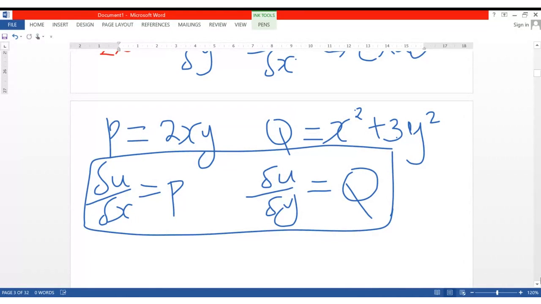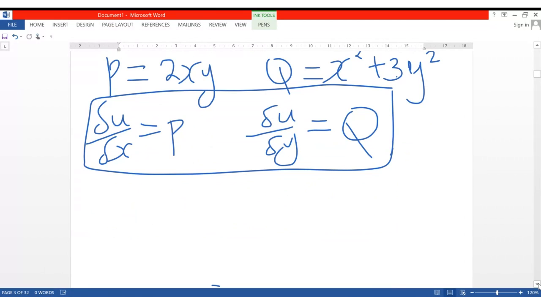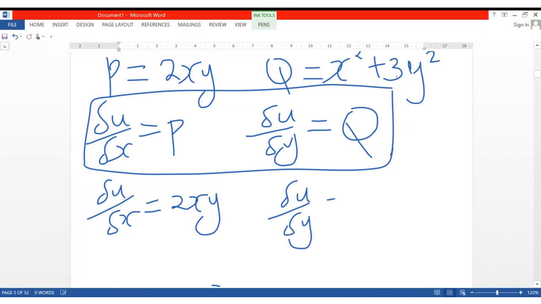Now, I'll proceed and do that. So it means that partial u, partial x will be given by 2xy. Then partial u, partial y will be given by x squared plus 3y squared.